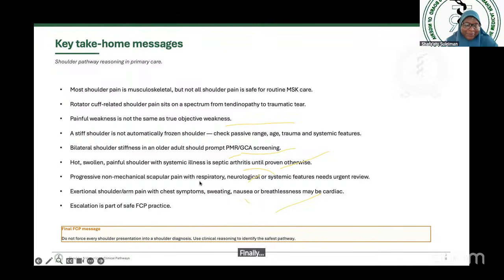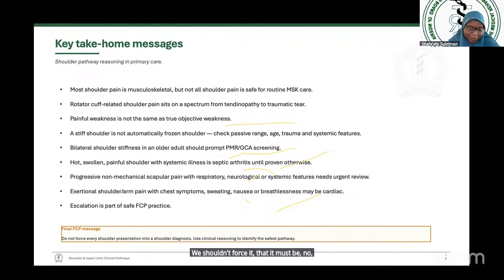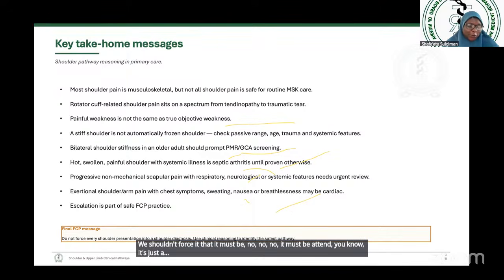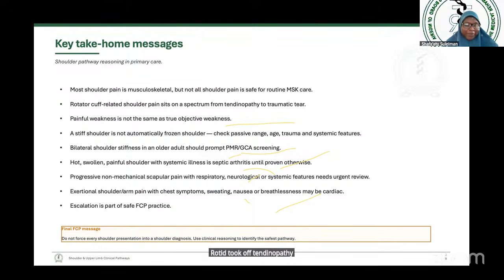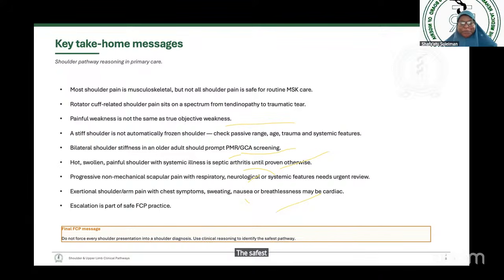Finally, we shouldn't force every shoulder presentation into a shoulder diagnosis. We shouldn't force it that it must be just a rotator cuff tendinopathy related pain. We shouldn't force it. We should dig deeper. We should use clinical reasoning to identify the safest pathway.